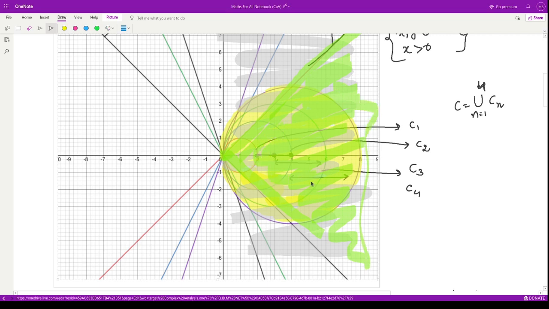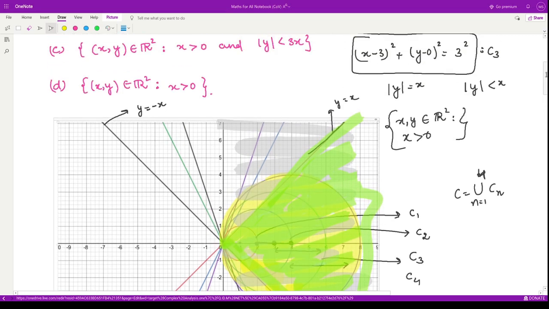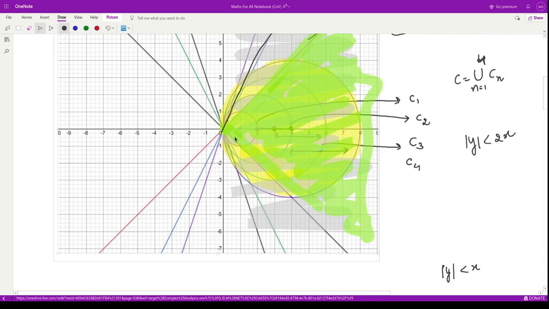When mod of y is less than x. Similarly, when we have mod of y less than 2x, in that case our region would be between the line over here, this line, and the line, this one.